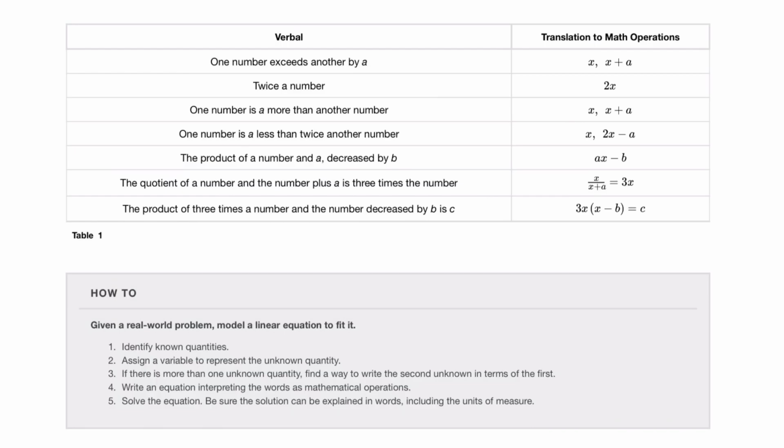And then given a real world problem, model a linear equation to fit it. Identify any known quantities, assign a variable to represent the unknown quantity. If there is more than one unknown quantity, find a way to write the second unknown in terms of the first. Write an equation interpreting the words as mathematical operations, and then solve the equation. Be sure the solution can be explained in words, including the units of measure.